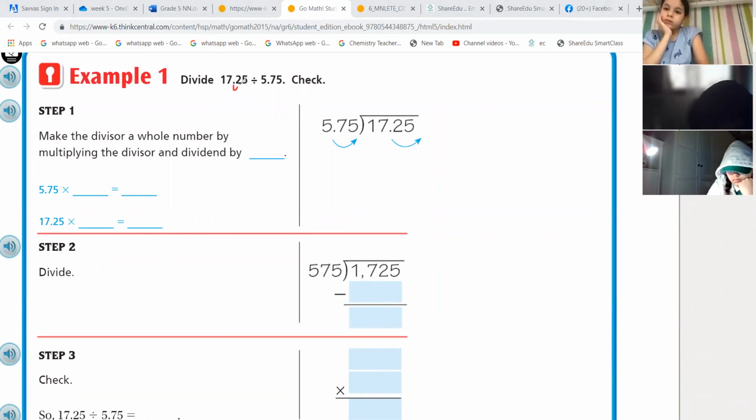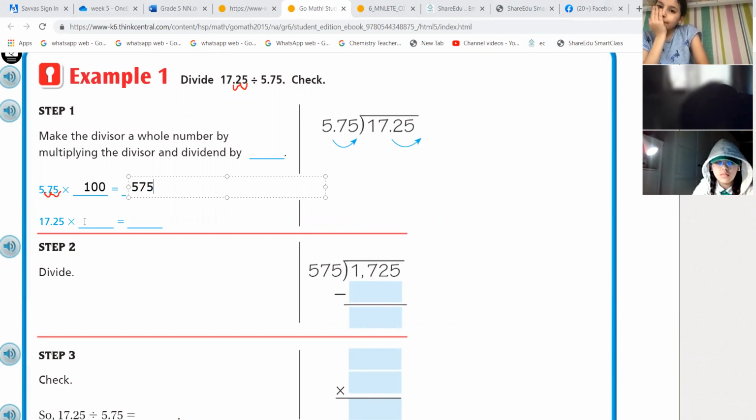So I need to move two places. When can I move two places? When I multiply it with 100. So I multiply with 100. When I multiply with 100, they move two places here. And then I get the whole number 575. Okay. And then here, again, I multiply with 100. When I multiply with 100, I get 1725.